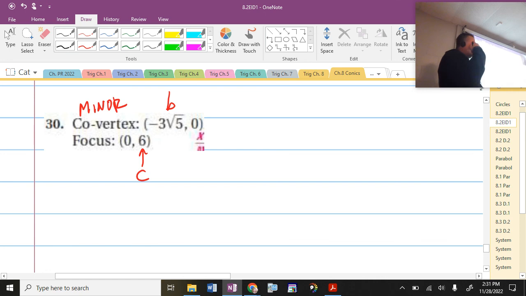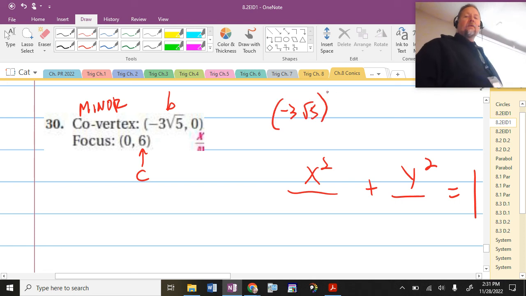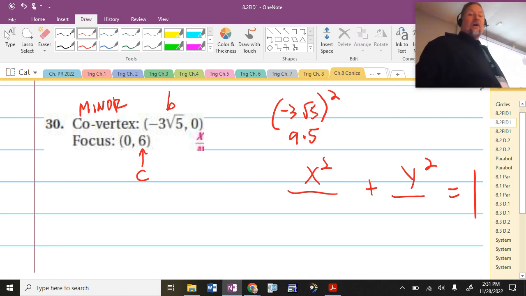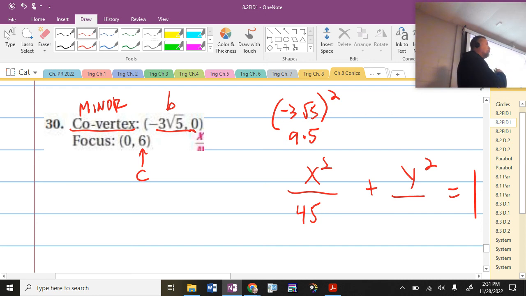Okay, so what you should at least be able to do is say this: x squared plus y squared equals 1. And then I have to square this. Negative 3 root 5 squared is 9 times 5, which is 45. Where does 45 go under? X squared or y squared? Look at that point again. 3, 2, 1, go. You're gone. X squared, because covertex, this went left 3 root 5. That is an x-axis move. That is an x-axis radius.